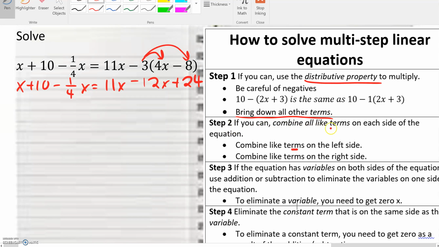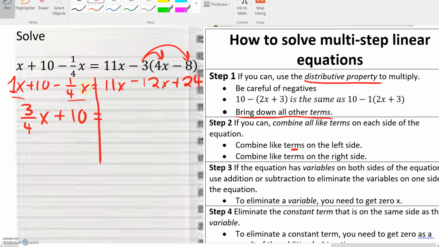So step 2, combine all like terms on each side of the equation. I'm going to look at each side separately when I combine these like terms. So let's look on this side. I've got an x, and there's another term with an x. So this is actually a 1x. How many x's is it? Just 1x. And 1x take away 1/4 x leaves me with 3/4 of an x.